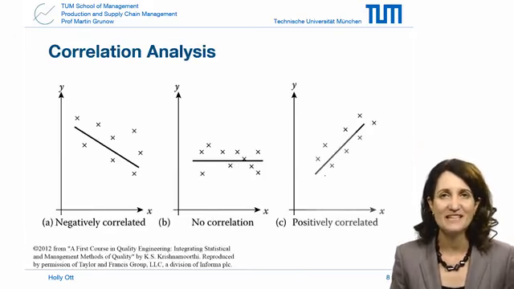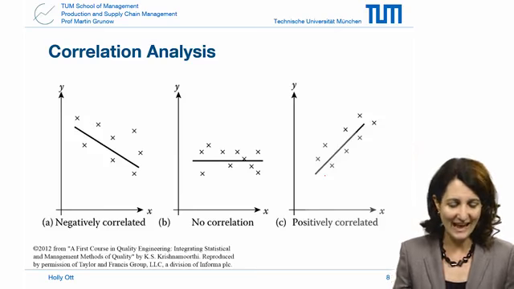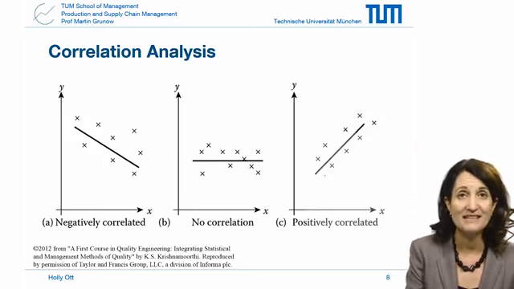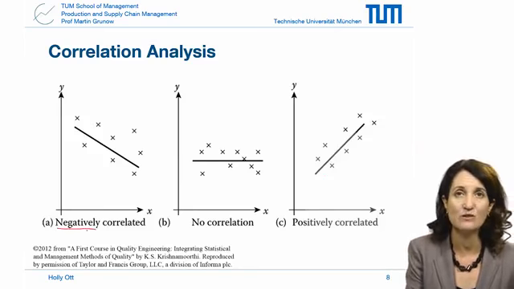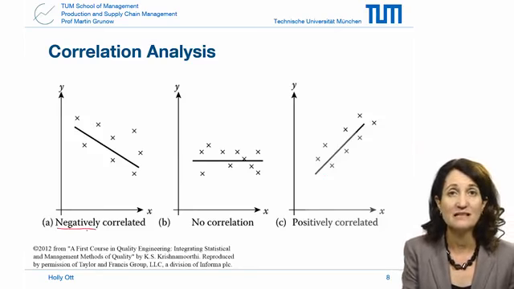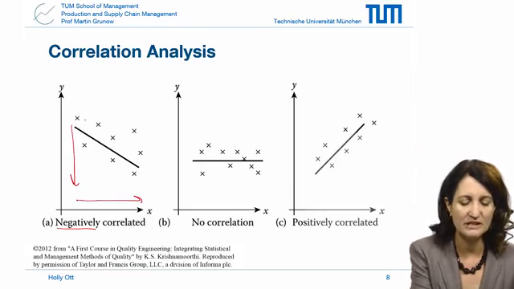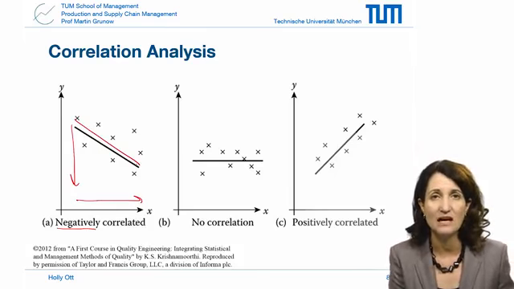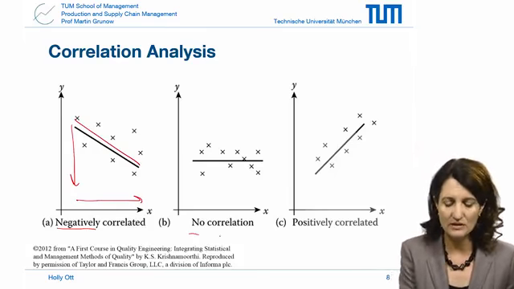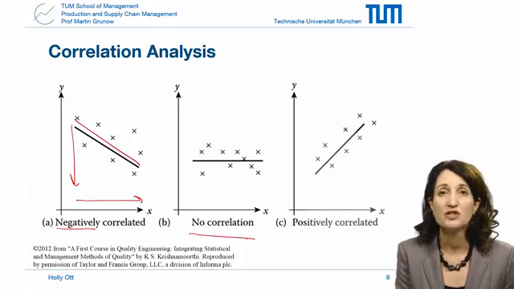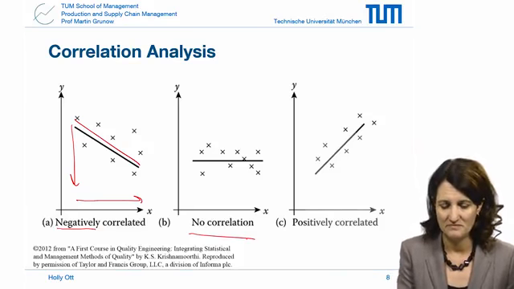So here we have 3 examples of linear correlation. In A, what we see is that X and Y are negatively correlated. What this means is as the value of one variable increases, the other variable decreases, and you see this downward slope. In B, you see no correlation. There's no linear relationship. Now we have to be careful here.